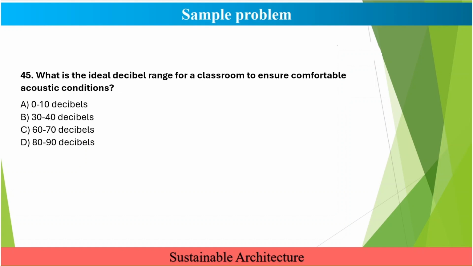Yes, sir. Try to give an answer to this question. 60 to 70 decibels. What is the ideal decibel range for the classroom to ensure comfortable acoustic conditions? The right answer is 60 to 70 decibels for the classrooms. So now we are ending the sample problems.